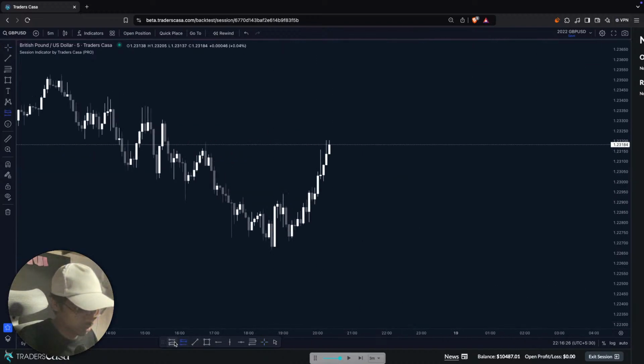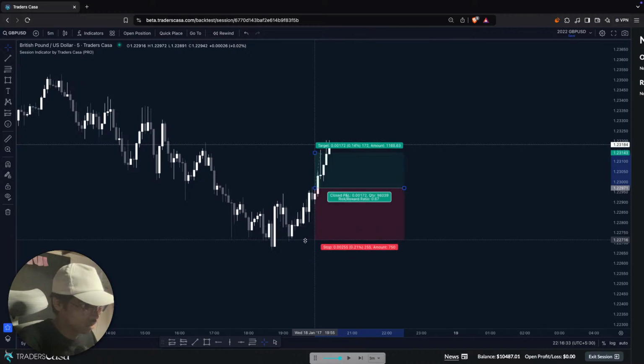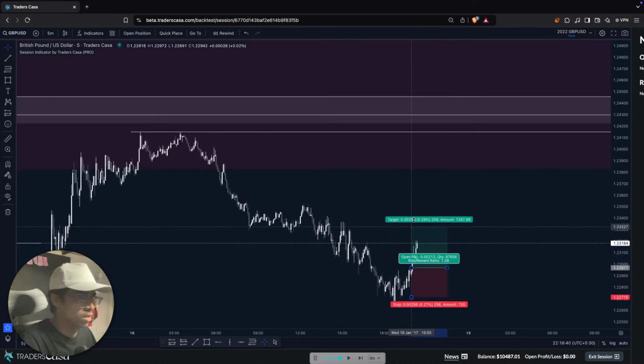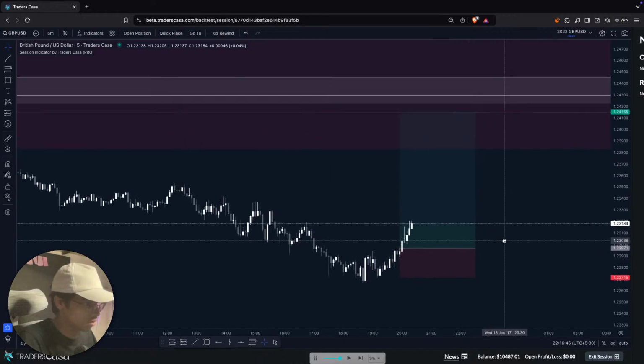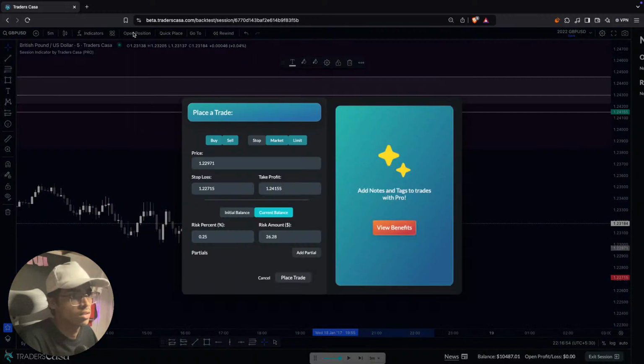So it's going to be a long entry, a long position. The recent swing downwards is going to be my stop loss, and this high is going to be my target. 1:4.63. Now let's see what we can make. Can we anticipate an entry? Open position. This is going to be a limit buy, limit, yes, $20.25. Yes, we can place a trade.